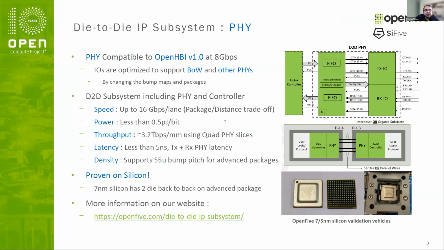And the interesting thing is that this is all proven on silicon for us. We have, in fact, 2 silicon, 5 nanometer and 7 nanometer. On 7 nanometer, we are putting 2 dies back to back, talking to each other on advanced packages. So that's a great milestone for us. Our customers are happy to see that. More information is available on our website, which I listed here.